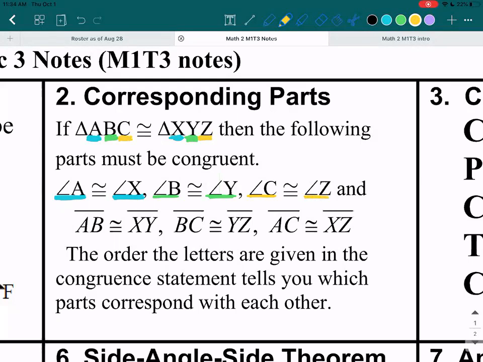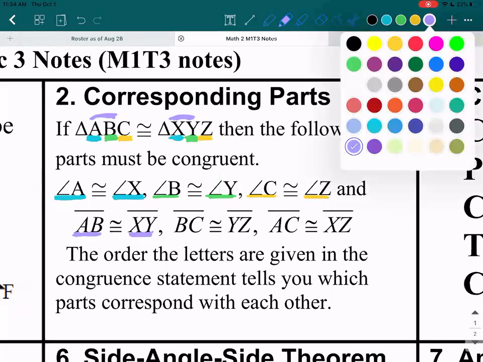And then also, if you were to draw this out, AB can be connected. So AB, that line segment, will be congruent to XY, that line segment. So that side of the triangle will be congruent to that side of the triangle because these are the first 2 letters. So once again, just repeating that the order is important.